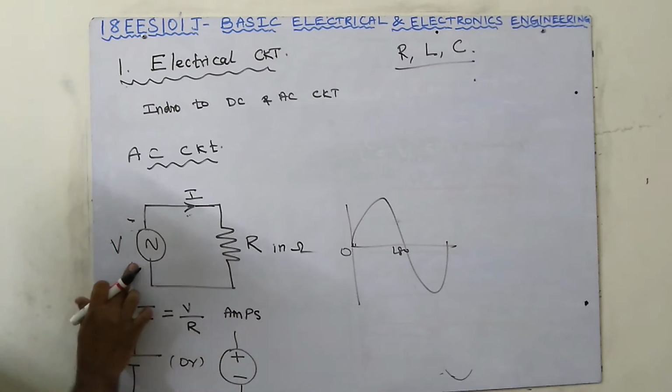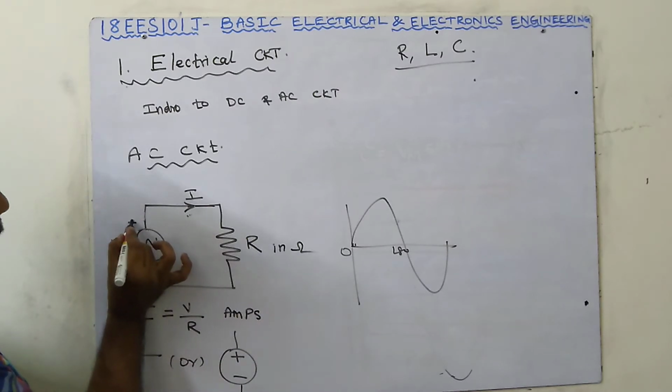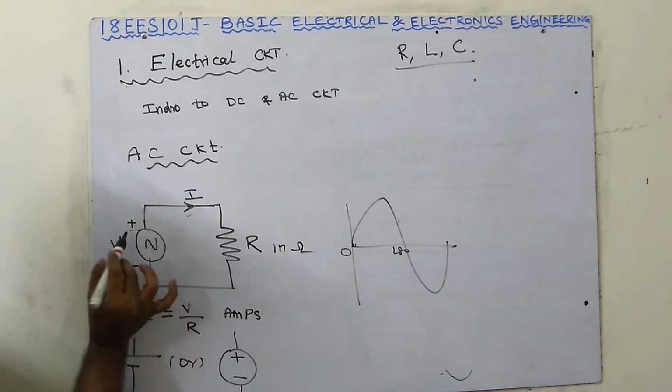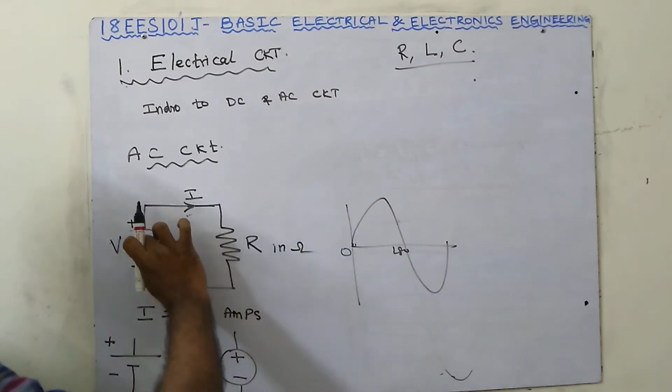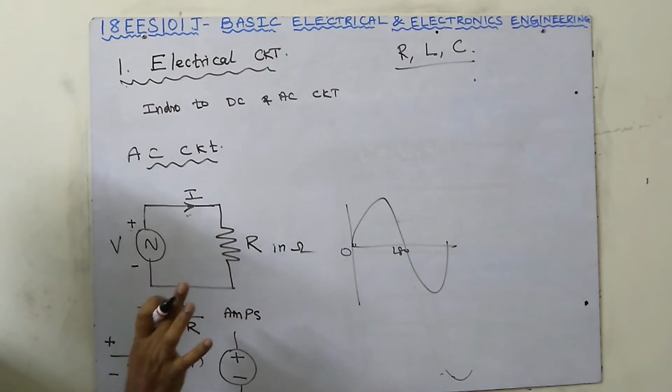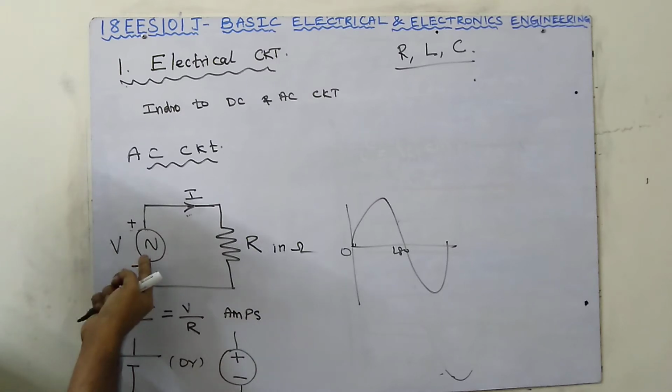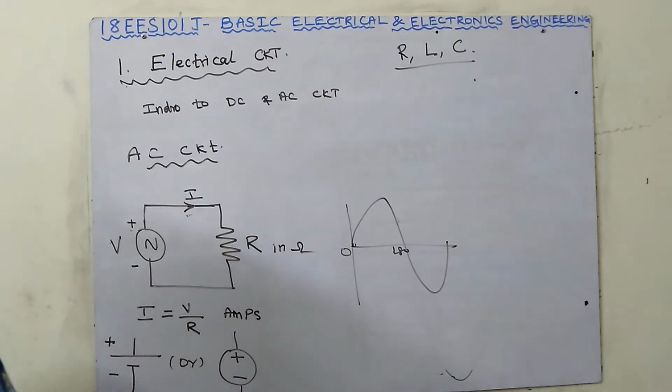But which is the positive half cycle? To mention this, they will give it like this. What is the meaning of plus minus? During the positive half cycle, current is flowing in this direction. That is the meaning. So we have to consider that during the negative half cycle, it will be the opposite. Okay.